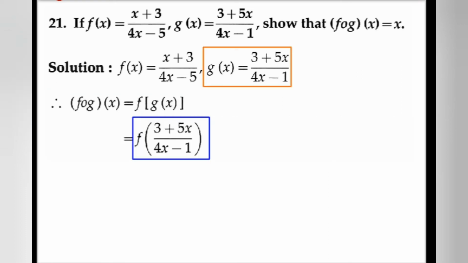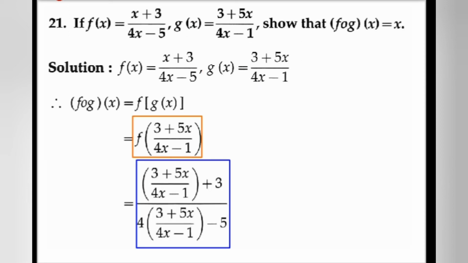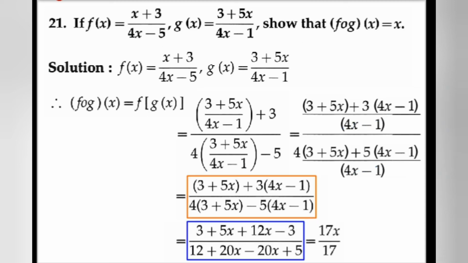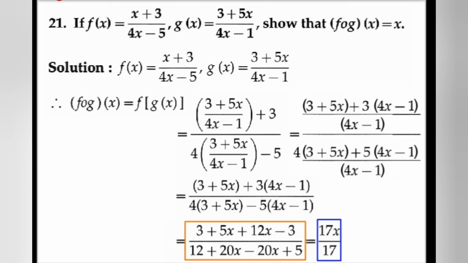That is f of (3 + 5x)/(4x - 1), which is equal to [(3 + 5x)/(4x - 1) + 3] upon [4 into (3 + 5x)/(4x - 1) - 5], which is equal to [3 + 5x + 3(4x - 1)] upon [4(3 + 5x) - 5(4x - 1)], that is (3 + 5x + 12x - 3) upon (12 + 20x - 20x + 5), that is 17x upon 17, which is x.